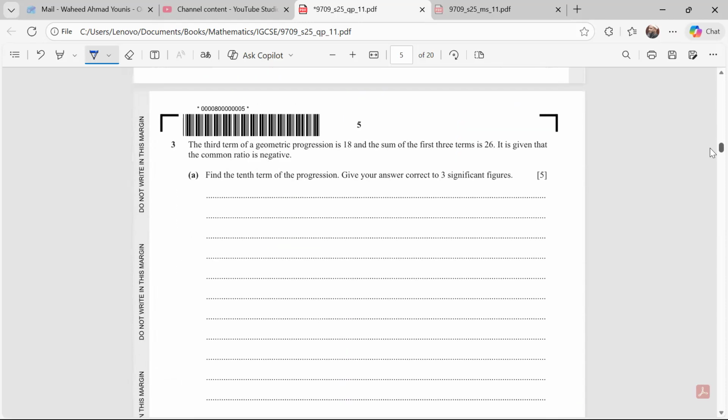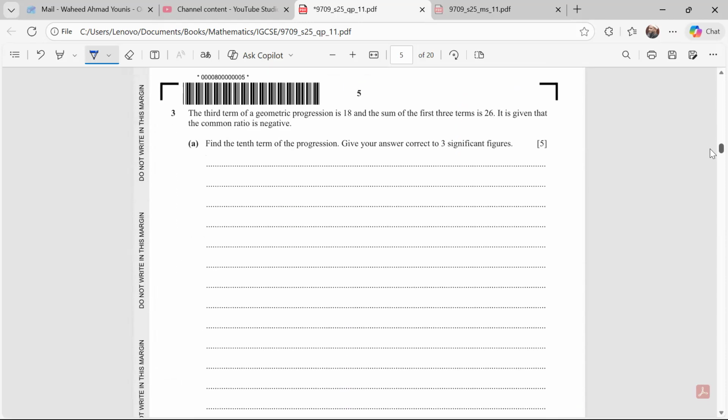Okay, let's move on to question number 3. The third term of a geometric progression is 18 and the sum of the first three terms is 26. So we have a geometric progression. First term is A, second term is AR, and third term is AR square, right? So we are given that the third term, AR square, is 18. And the sum of these three terms, A plus AR plus AR square, is equal to 26.